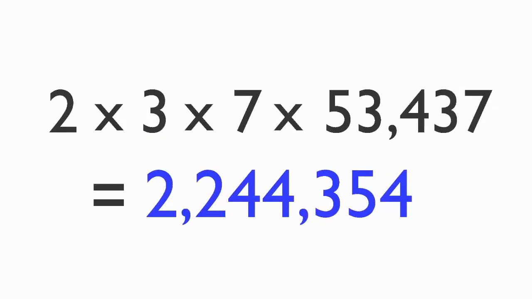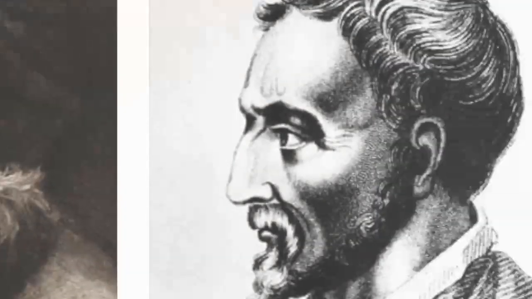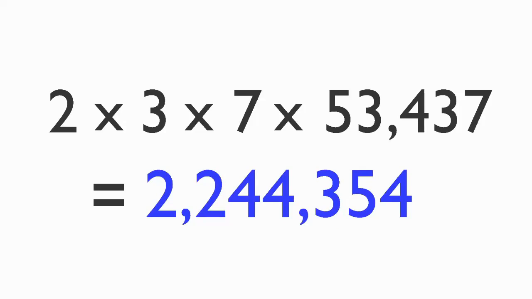But what about a large number, like 2,244,354? It's really hard to factorize that number. It's very hard to find out that 2 times 3 times 7 times 53,437, which is a prime, equals this number. And imagine trying to find the prime factors of a number 50 digits long. That's a tough problem. Even though the best mathematicians have worked on this problem for hundreds of years, there just doesn't seem to be any way to factorize large numbers efficiently.